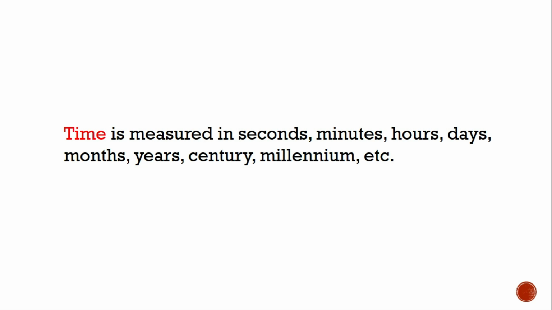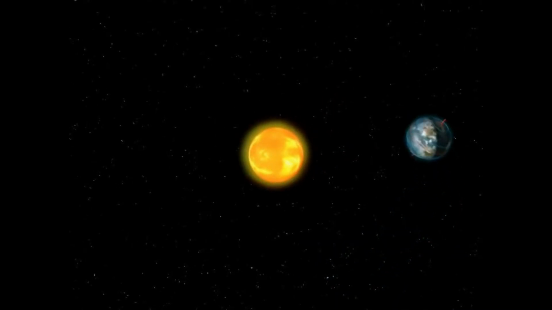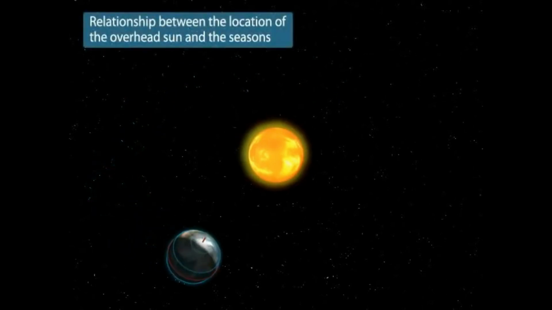Now coming back to the topic, time is measured by using units such as seconds, minutes, hours, days, months, years, centuries and millennium, etc. Basically, all these units of time are based on the motions of Earth about its axis and around the Sun. 1 year has been taken as the time the Earth takes to complete one revolution around the Sun.